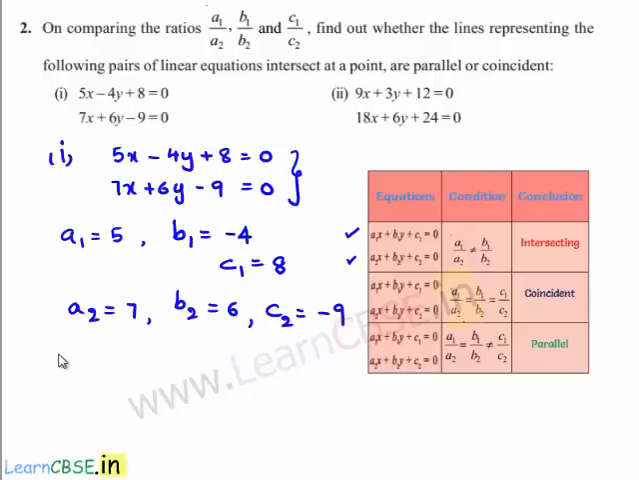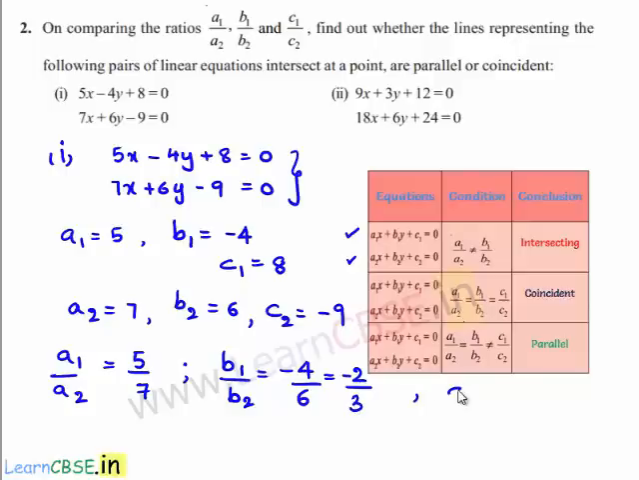So let us find out a1 by a2, which is nothing but 5 by 7, and b1 by b2 is equal to minus 4 divided by 6, which is nothing but minus 2 by 3. c1 by c2 is equal to 8 by minus 9, which is nothing but minus 8 by 9. If we observe, the values of a1 by a2 is 5 by 7 and b1 by b2 is minus 2 by 3 and c1 by c2 is minus 8 by 9.